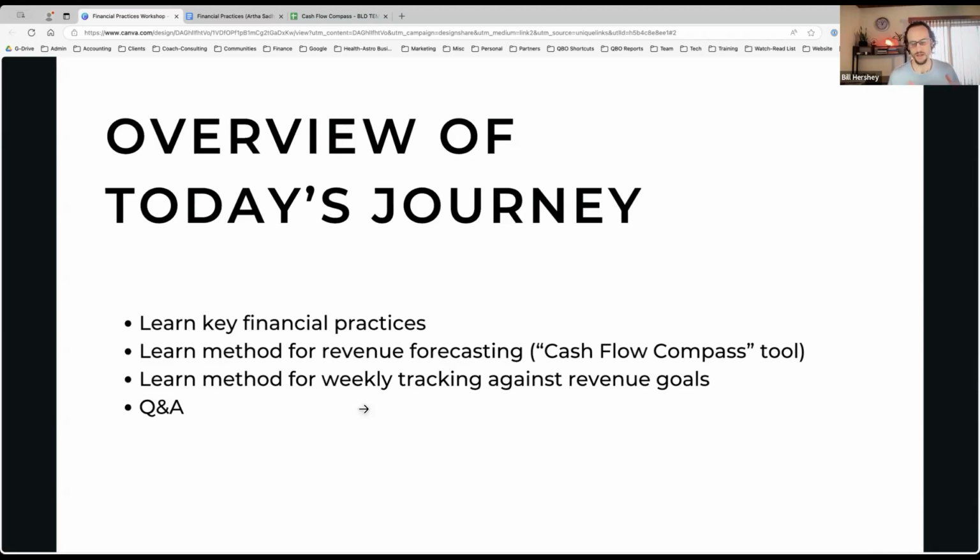A lot of folks I see setting goals, but not actually tracking them. So this is going to give you a chance to actually adjust in real time, calibrate your strategy in real time to either adjust your goals or adjust your strategy for hitting those goals. Okay, so that's what we're going to be talking about with this tracking part of the tool. We're going to have some time for Q&A at the end.